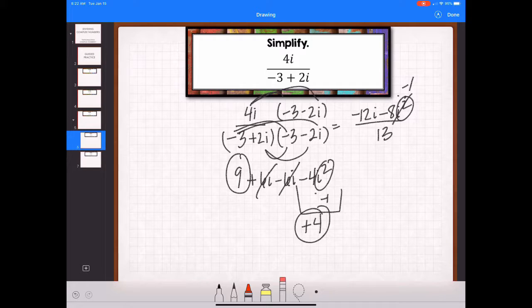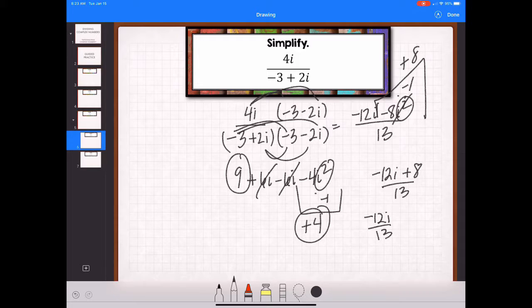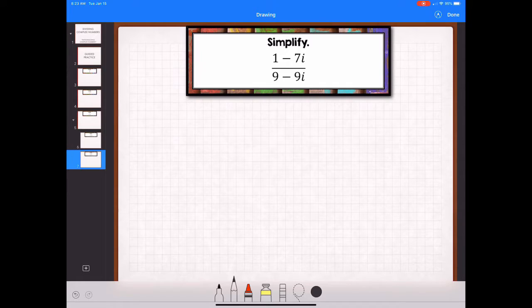So I'm going to simplify my numerator some more. This right here is really plus 8. So I have negative 12i plus 8 over 13. Split the fraction, negative 12i over 13 and plus 8 over 13. Make sure you rewrite it so that the real number is first. So 8 over 13 minus 12 over 13i. That's your simplified expression.